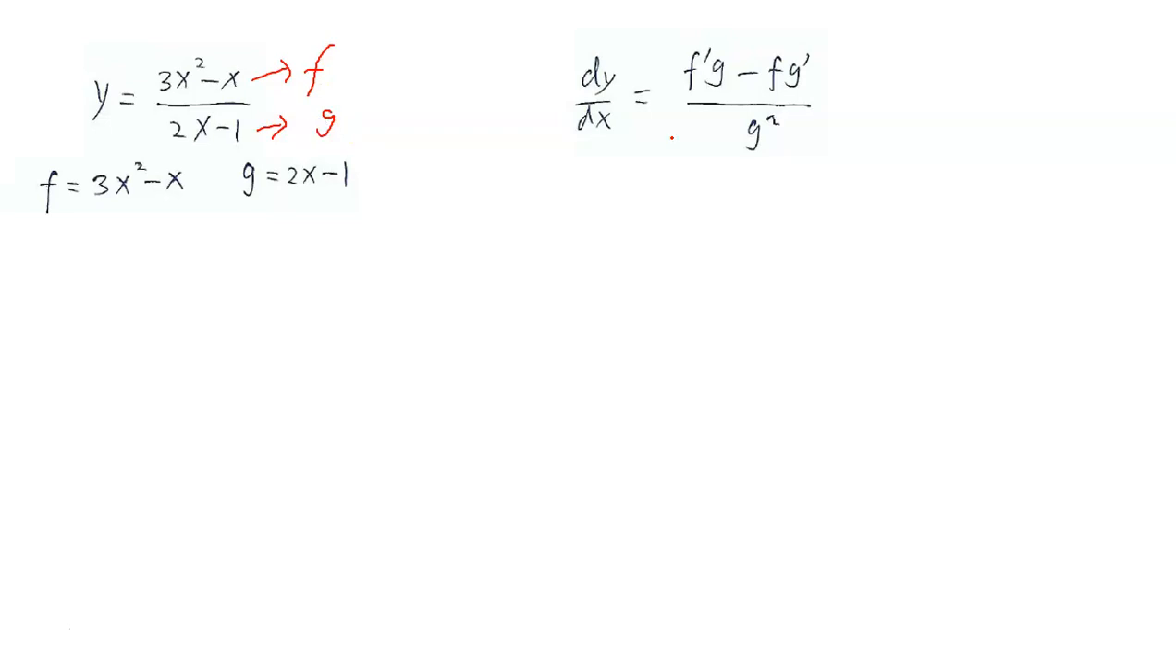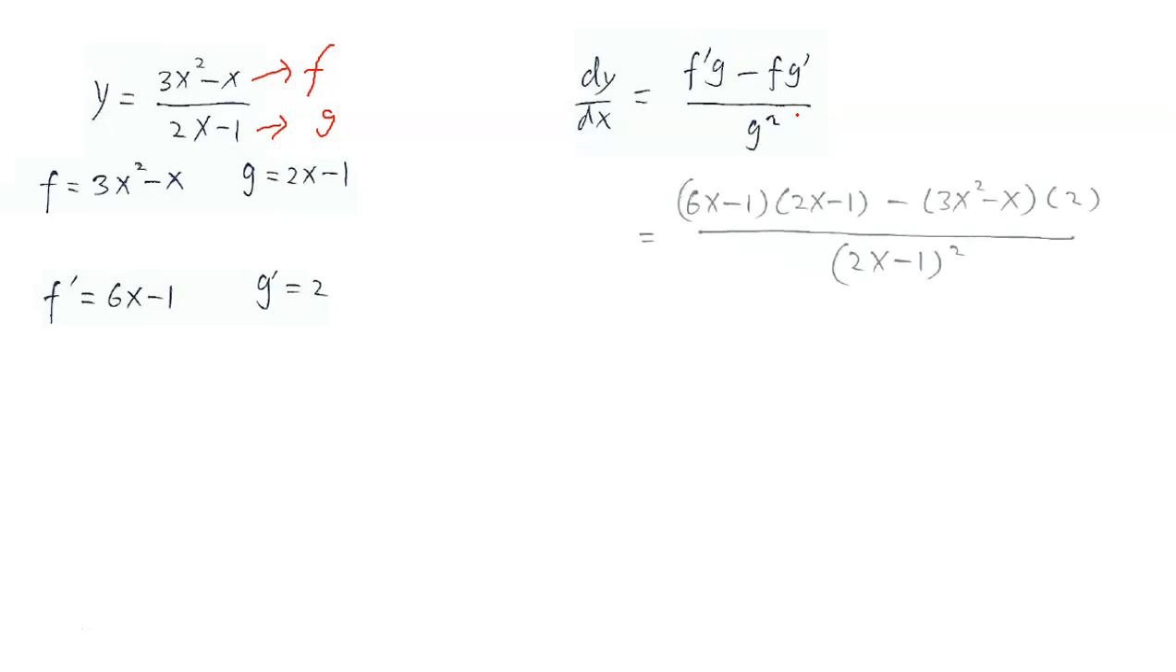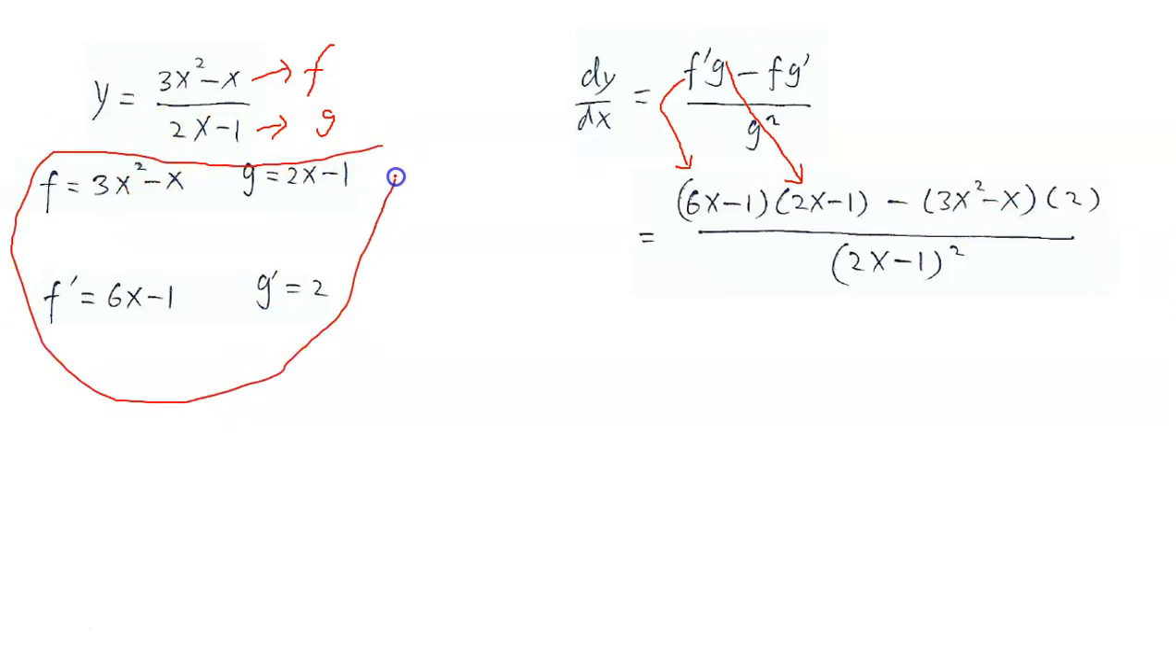Okay, so firstly we find the derivative of the numerator, we find the derivative of the denominator, and then we sub them into the quotient formula. So we have f prime happen to be 6x minus 1, the g is 2x minus 1. So it's very important and very helpful for you to write this down first. Okay, then minus f, 3x squared minus x, times g prime, and that is 2, over g squared.